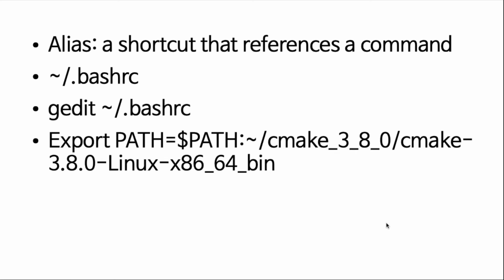In another word, it is called alias. An alias is a shortcut that references a command. So what we are doing here is making an alias for CMake. To do that, you have to edit a file called .bashrc, and this is located in the root folder.